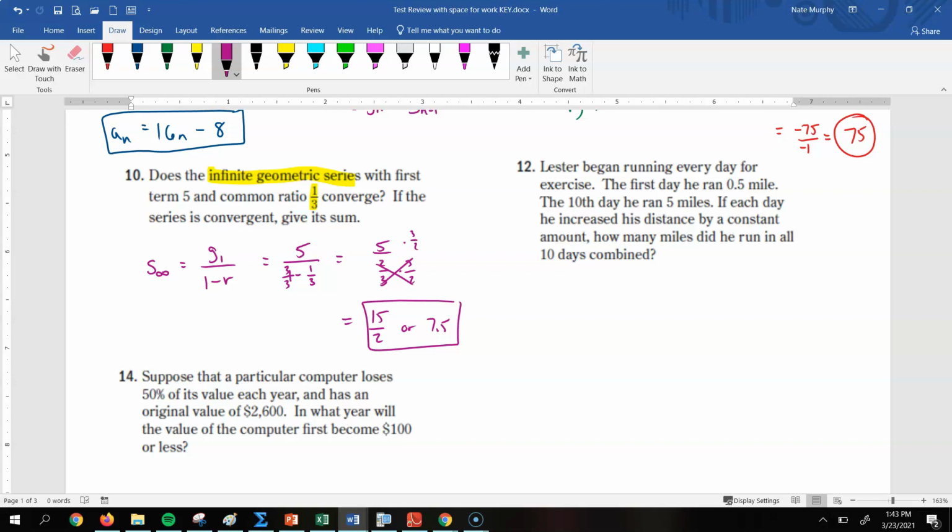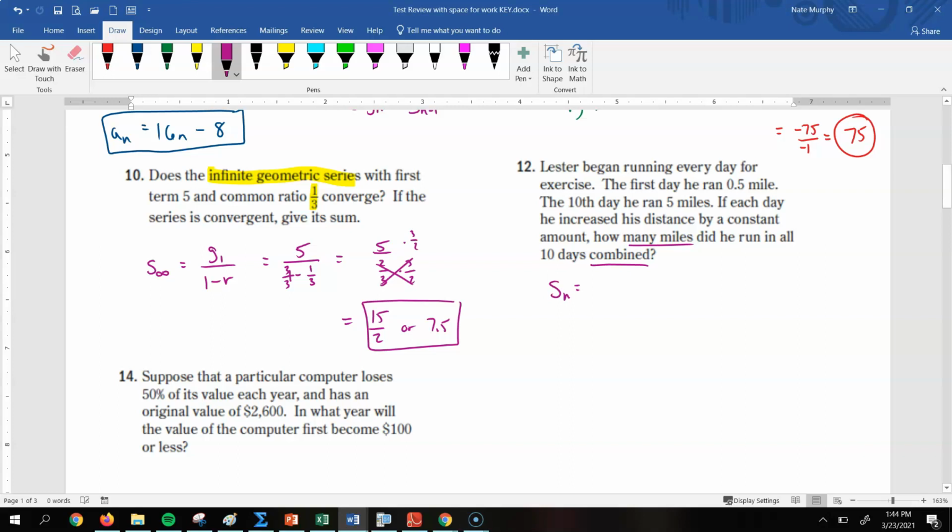All right. So here we know a couple things. We're trying to find how many miles combined. So that means that this is a series, and the fact that we have a constant amount that we're adding each time means that this is an arithmetic series. So to find the sum of an arithmetic series, we have 2 formulas that we could choose from.